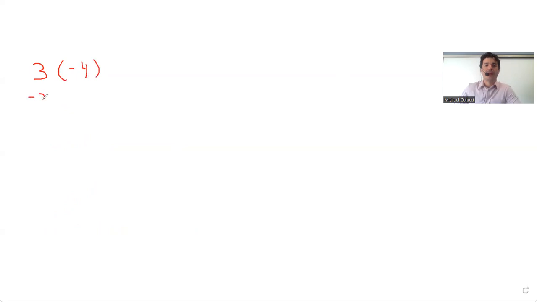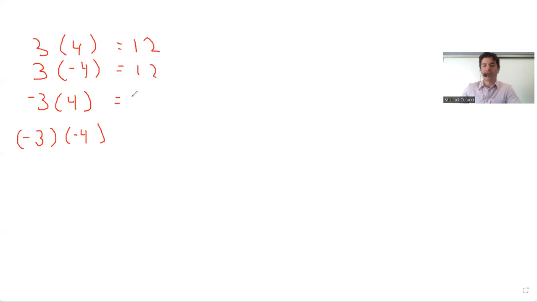Let's go -3 times a +4. We'll start off with the easy one. I'm going to put both of these in parentheses so we can practice and get used to what parentheses look like. I'm going to tell you the answers. 3 times 4, this is what it's always been, 12. In fact, all of these are 12, but some of the 12s are negative and some of them are positive.